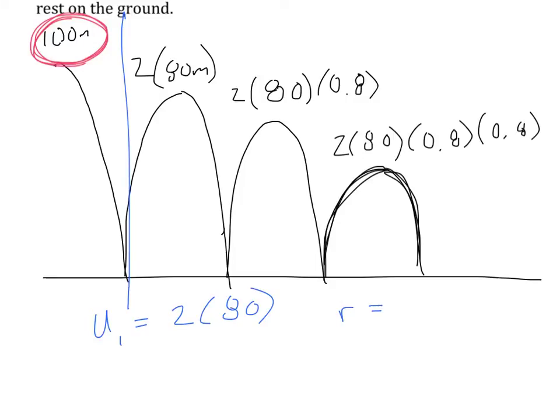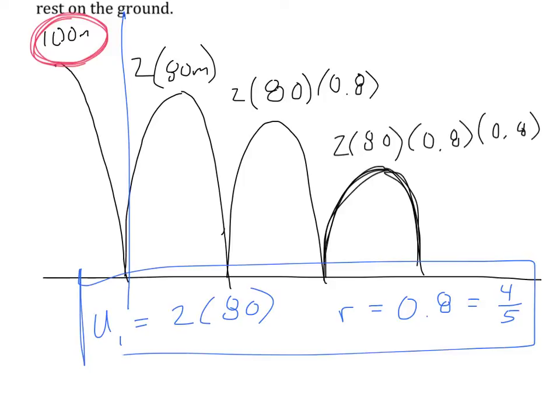What's the common ratio? What's happening each successive time? Well, each successive time we're bouncing only 80% as high. So my common ratio will be 0.8, which we could write as 4/5. And the idea is we will figure out what this sum is, and then we'll add on the initial 100-meter fall that we had.